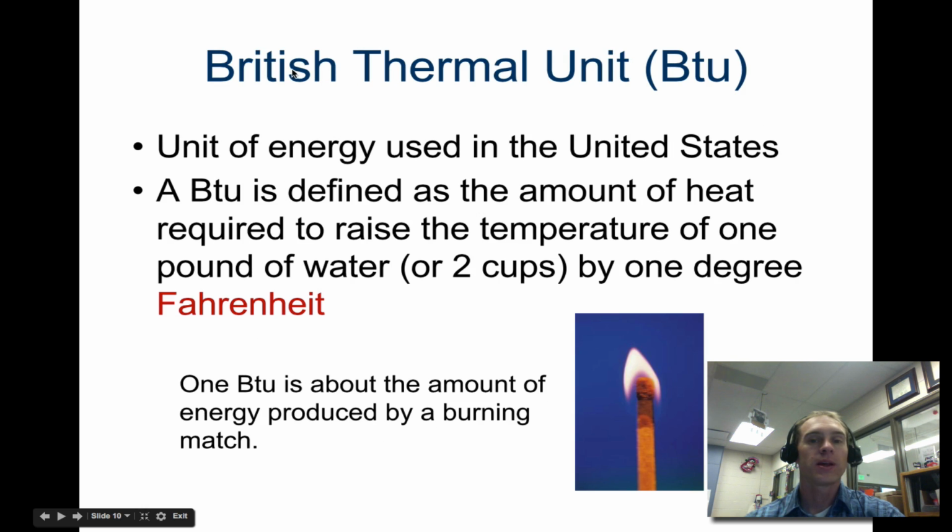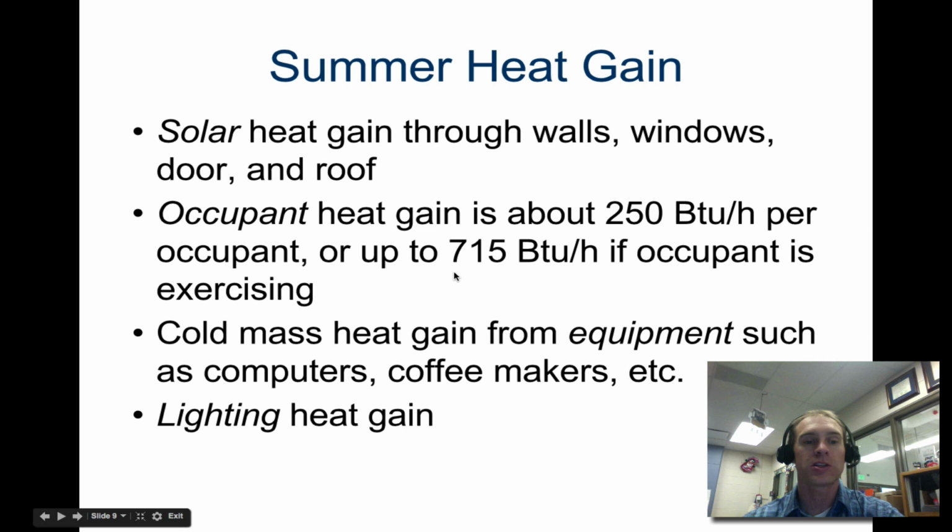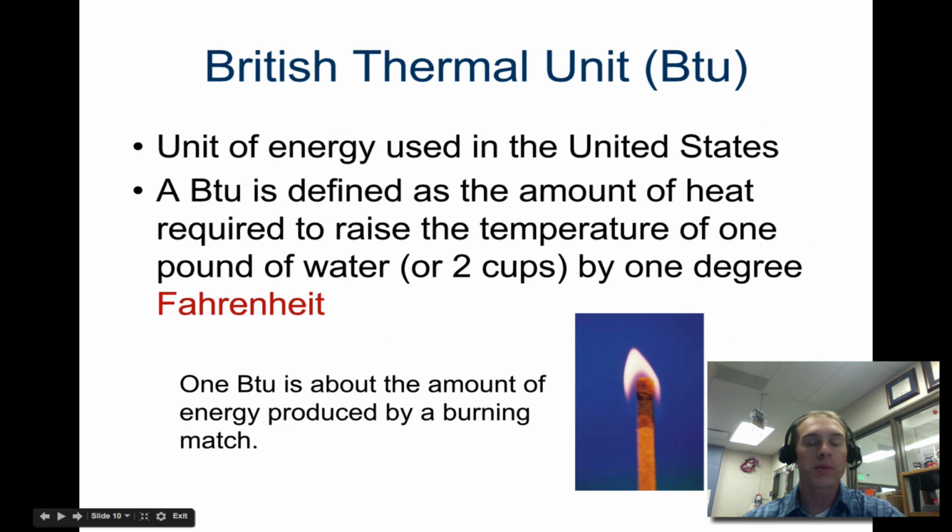So a BTU is a unit of energy in the United States, and it's defined as the amount of heat required to raise the temperature of 1 pound of water, which is about 2 cups, by 1 degree Fahrenheit. So a person can produce 250 BTU per hour. People actually produce a fair amount of heat, and you've probably experienced this at a concert or an assembly with lots of people around, or even in our classrooms occasionally. It gets noticeably warmer in the room, even if you're just sitting.